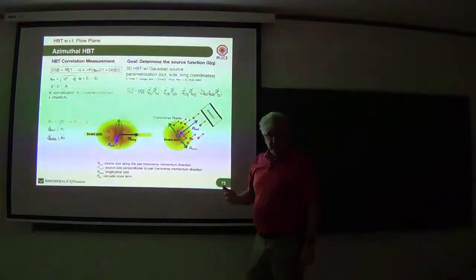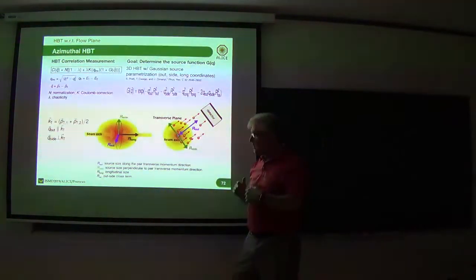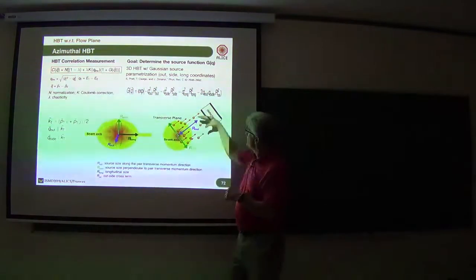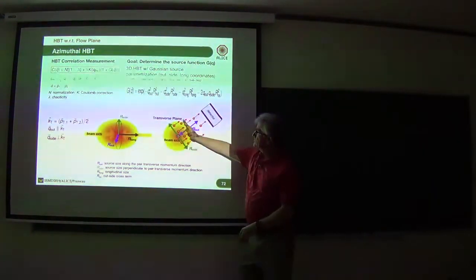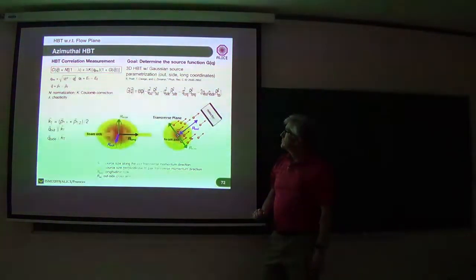We know already with HBT that there is a momentum space correlation. So if you have expansion of the system, because the system, if your detector is here and you're looking at a pair in this direction, if the system is expanding this way, you will have a narrowing of the correlation with momentum.